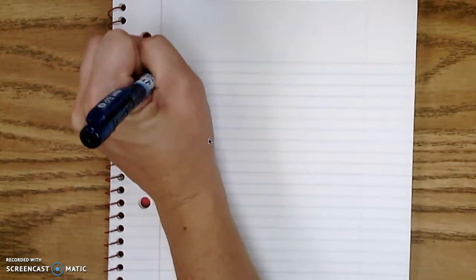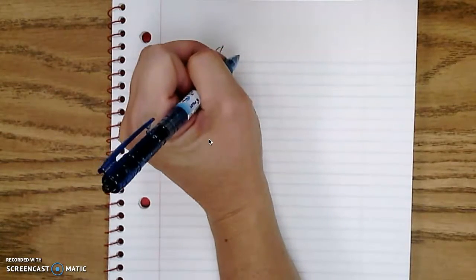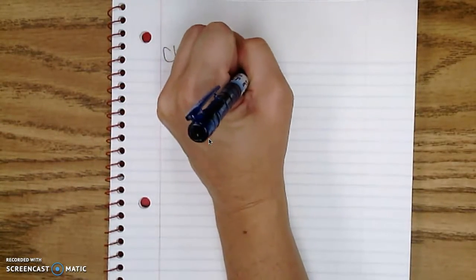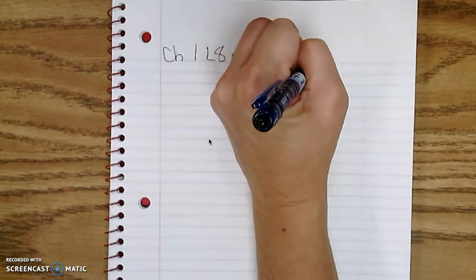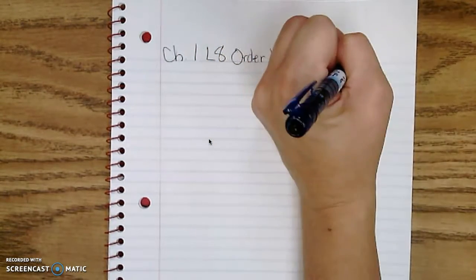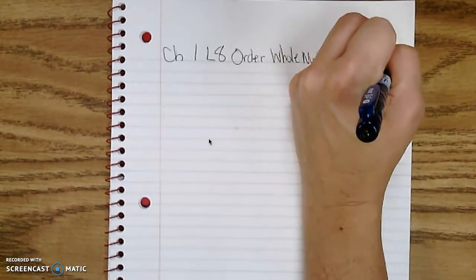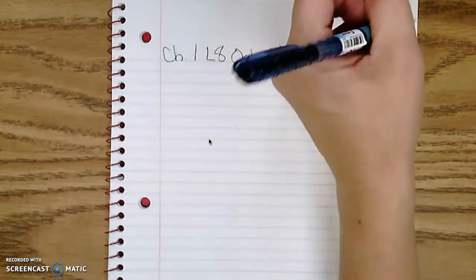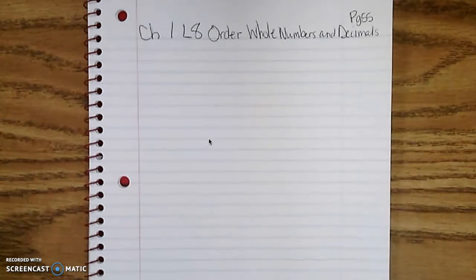We're going to be looking at Chapter 1, Lesson 8, and we are ordering whole numbers and decimals. And this is from page 55 in your math book. So we're going to be ordering whole numbers and decimals in this lesson.